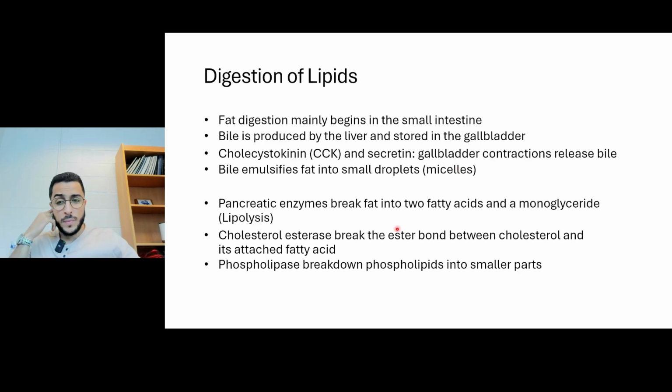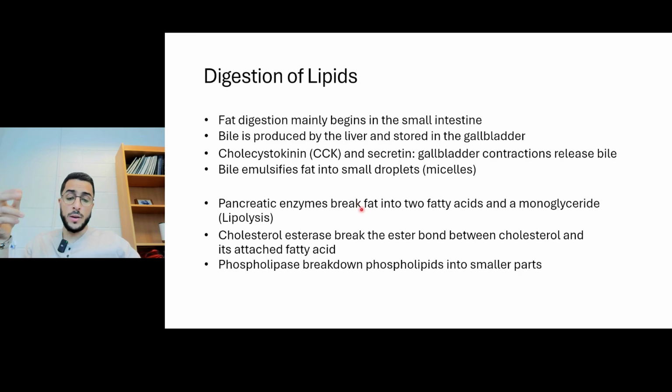So in your intestine, you also have these pancreatic juices that will be released into it from the pancreas. And these pancreatic juices contain enzymes that are lipases that will break down triacylglycerides into diacylglycerides and monoacylglycerides. Okay? So this is the process of lipolysis.